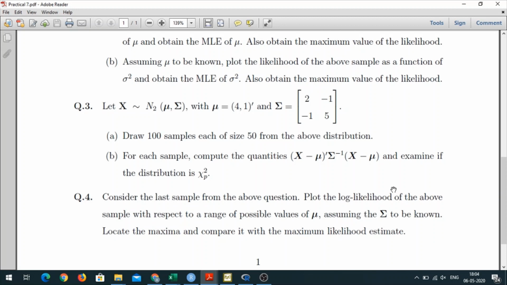And now the last question is, consider the last sample from the above question. Plot the log likelihood of the above sample with respect to a range of possible values of mu, assuming sigma to be known. Locate the maxima and compare it with the maximum likelihood estimate. Now if I want to plot this, I would need a 3D graph, because now my mu is bivariate. So I have two components, mu1 and mu2. So on my x-axis I would have mu1, on y-axis I would have mu2, and then I would have the log likelihood on z-axis. Okay, so let us try doing that.